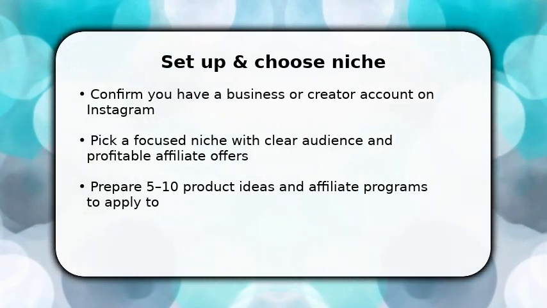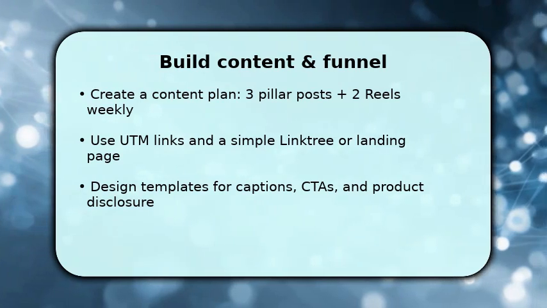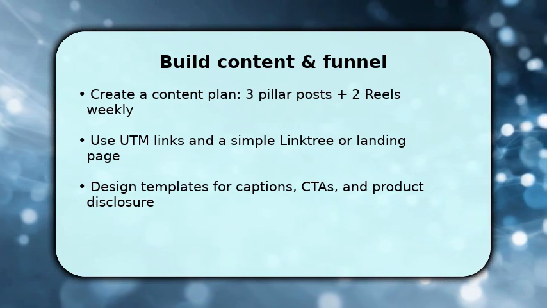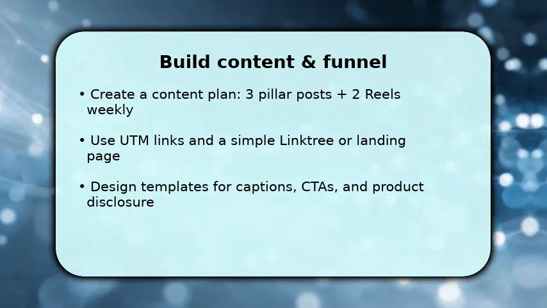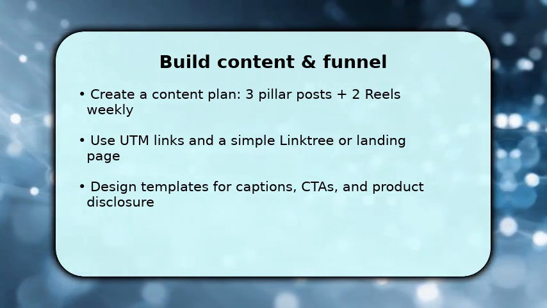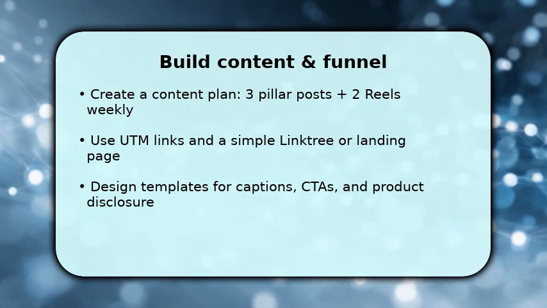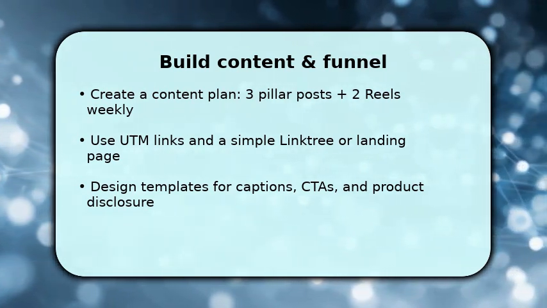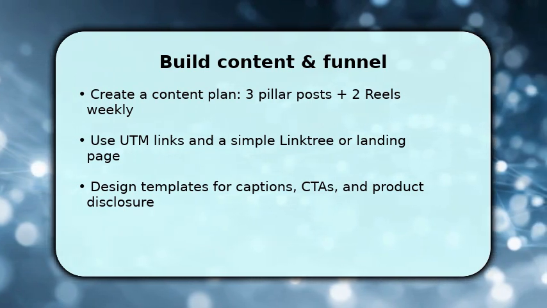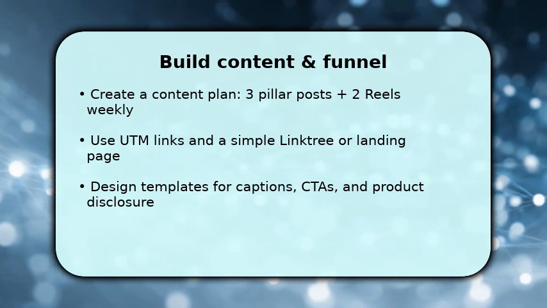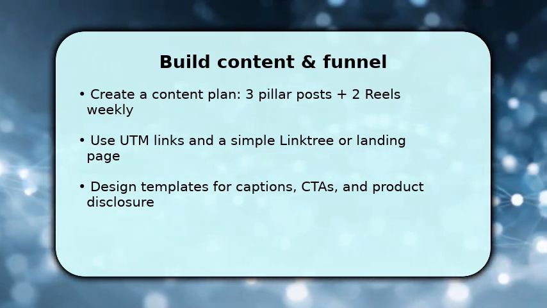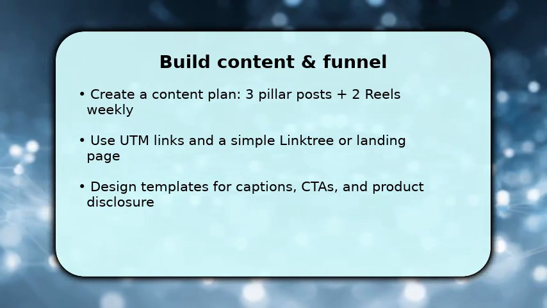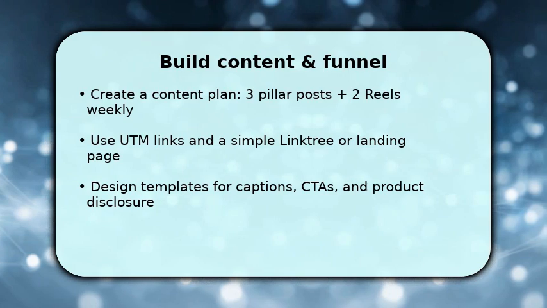You should produce consistent, valuable content that connects to your affiliate products. 3 pillar posts and 2 reels per week as a baseline. Once done, funnel traffic with a single landing link. Use Linktree or a simple landing page with UTM tracking for each offer so you can attribute conversions. Make sure every caption includes a clear CTA and product disclosure. Prepare reusable templates to speed up posting. This structure turns casual viewers into clickers and lets you optimize which content drives sales.